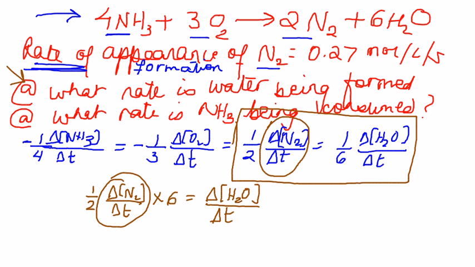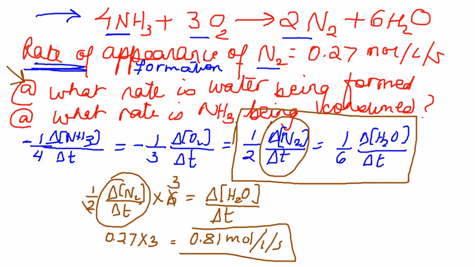This value is given to be equal to 0.27. 2 goes with 6 3 times, so 0.27 times 3 is coming out to be 0.81 moles per liter per second, which should be your final answer for that part.